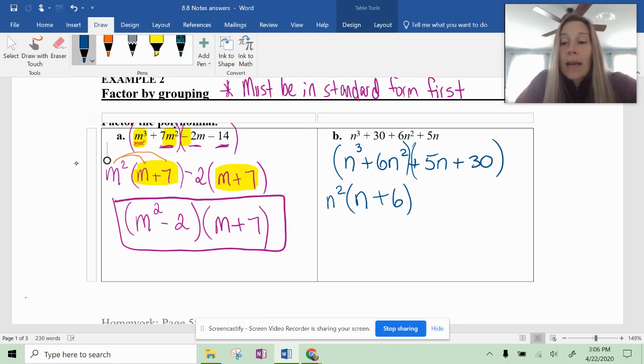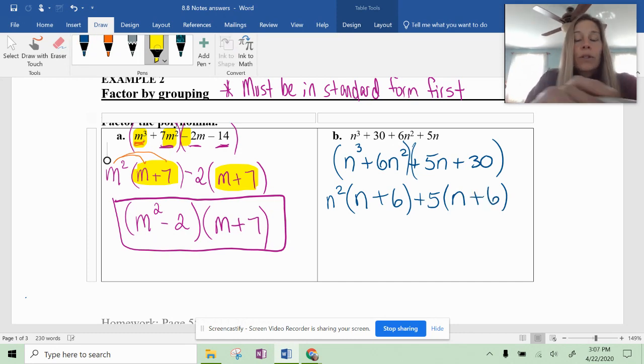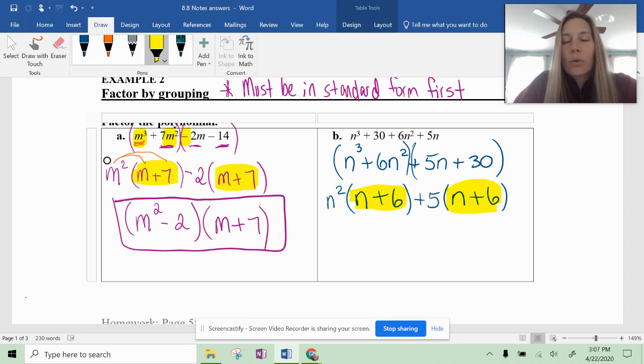Now on the second half, 5n and 30 are both divisible by 5, and it's positive because that's the sign in front of our 5n. And 5n divided by 5 leaves me with n, and 30 divided by 5 leaves me with positive 6. The good thing about this is when these match up, you kind of know that you did it correct. It's sort of like a little verification in the middle of the problem. It's like, oh yeah, you're on the right track.